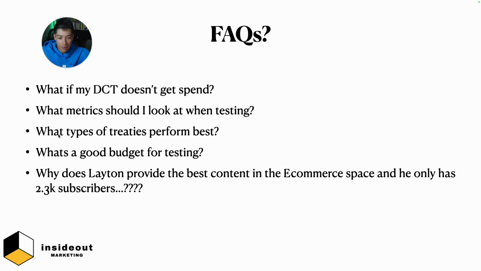This is a typo. What types of treaties perform best? No, it's what types of creatives perform best. I get this question a lot. And to be honest, different creatives work for different niches and different products. Obviously, UGC content is very powerful if done correctly, but you don't need UGC content. You can run with picture ads or GIFs, even like 3-second videos.